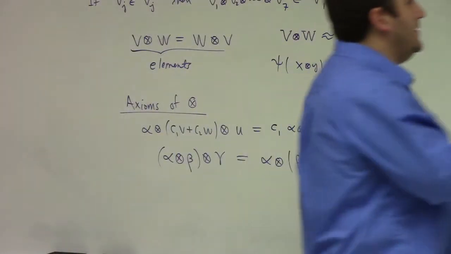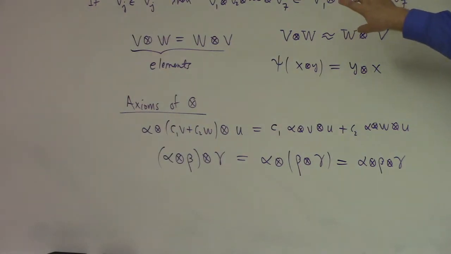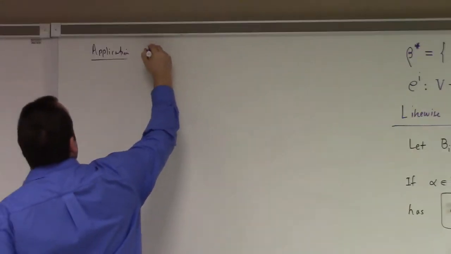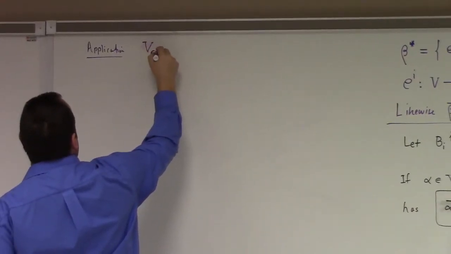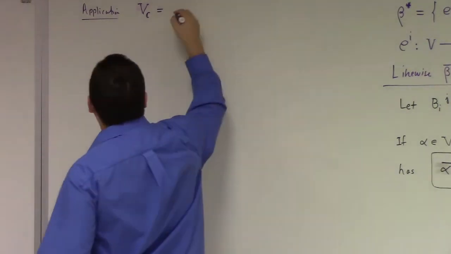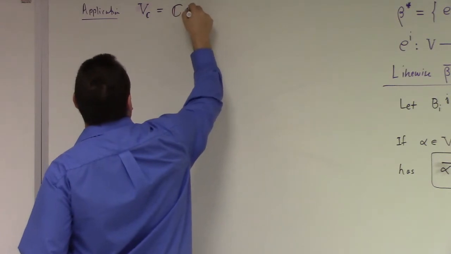Now, I wanted to mention this because we can take tensor products of different spaces. It's meaningful, in fact, to look at an application that maybe you've already seen and you didn't realize it, which is what I call V sub C, where V is a real vector space. This is a complexification of V, and up to an isomorphism, this is really just C tensor V.